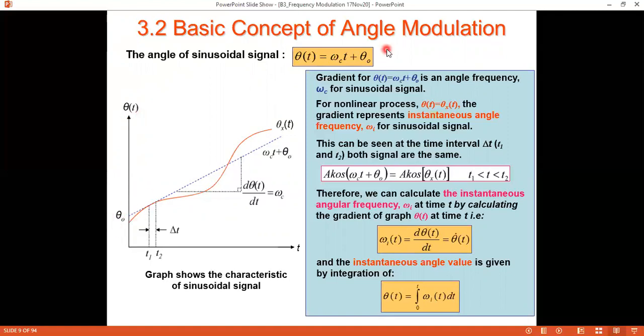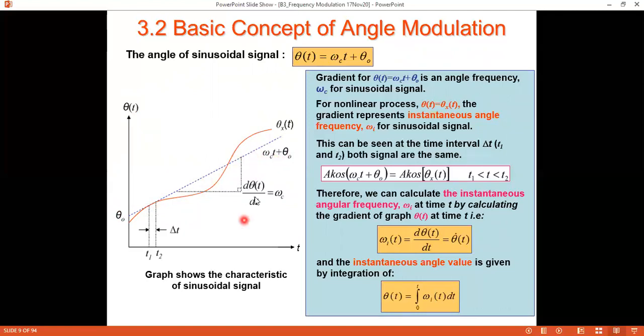In AM, our theta naught is equal to 0. That's why in AM we just see the angle as cos omega c t, because we don't pay attention to the angle changes. So we just stick with omega c t, assuming theta naught equal to 0. If we have a specific value of theta naught, then it will not start at 0, but it has a linear relationship. The linear line of our angle is given by this blue dotted line, so it's omega c t plus theta naught.